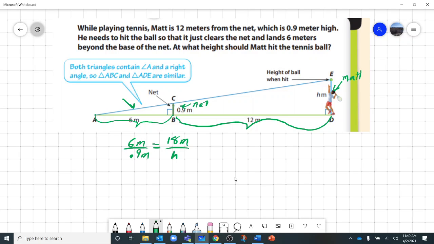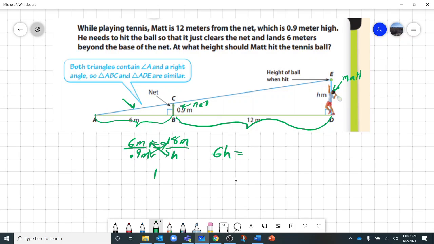And you should hopefully remember this from a long time ago. I know for some reason people love to do this. You're going to cross multiply here. Okay, so 6 meters, we're going to cross multiply these two and reset our equation. So 6 meters times h gives us 6h, and then we have 0.9 times 18, which is 162.